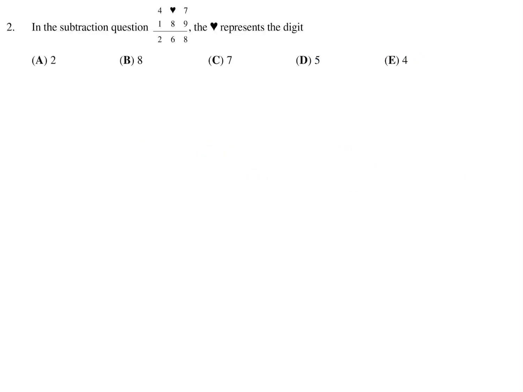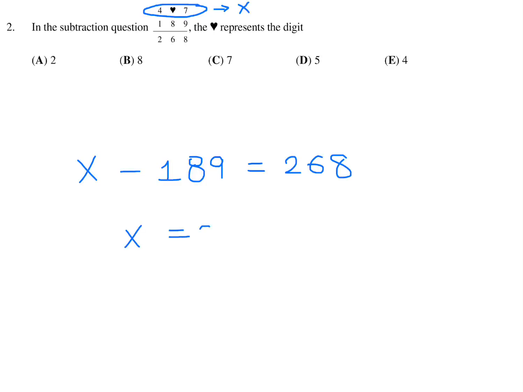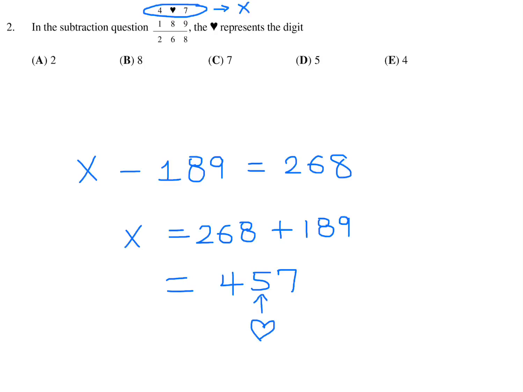Second question, in the subtraction question, the heart represents the digit. So what we'll do is we'll let this top number just be equal to x. And since it's a subtraction question, essentially we have x minus 189 is equal to 268. So you bring the 189 over to the other side, so it becomes 268 plus 189, and that is equal to 457. So if you go back and look at x, the heart represents the digit 5. So the answer is D.